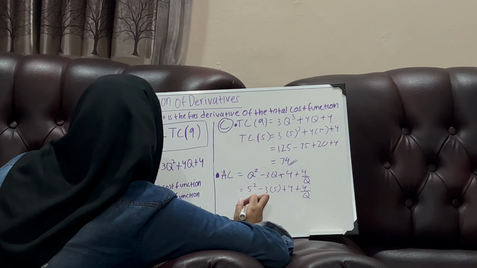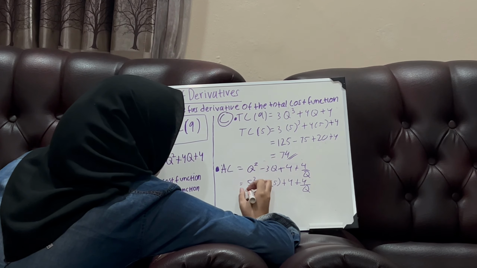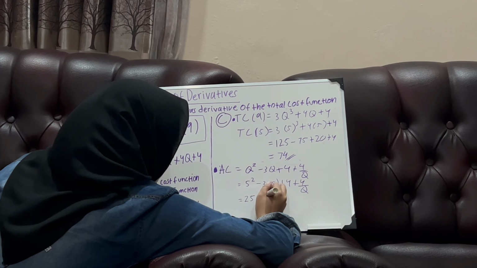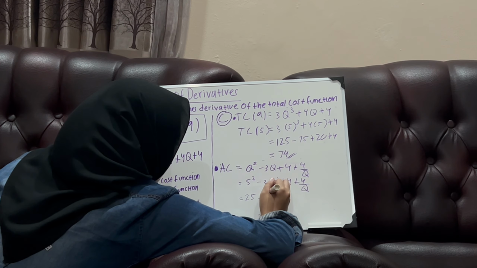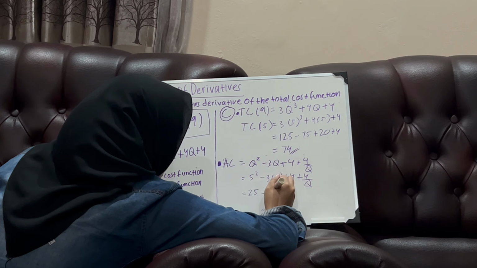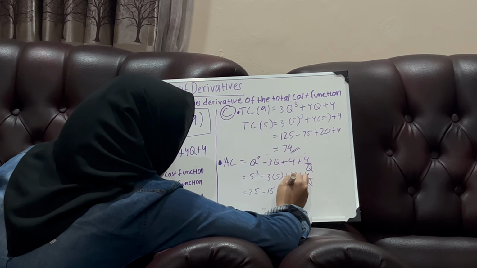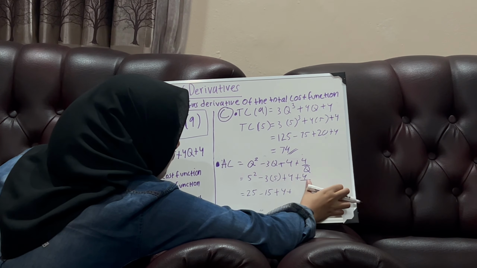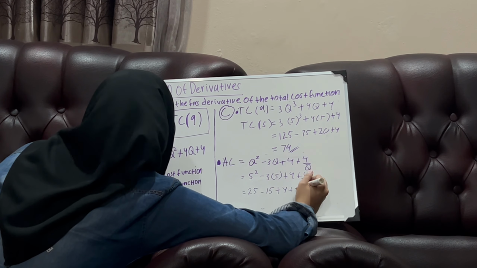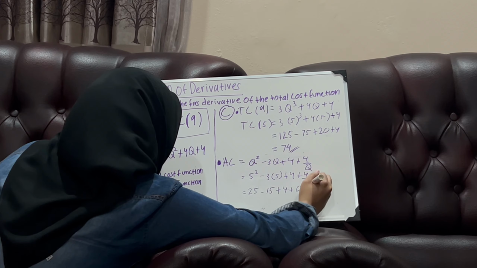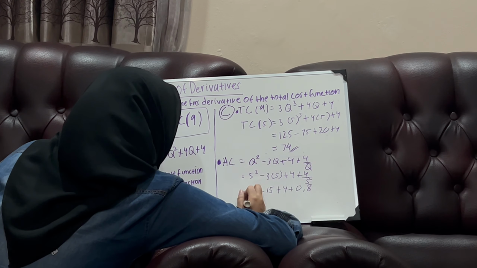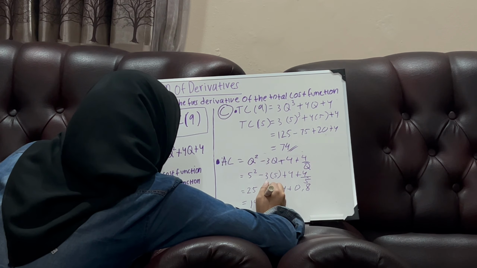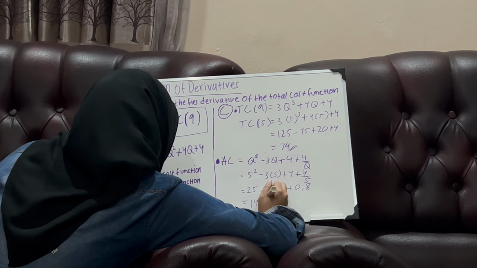Equal, 5 squared is 25 minus 3 times 5 is 15, plus 4, and 4 per 5 is 0.8, and the result is 45.8.